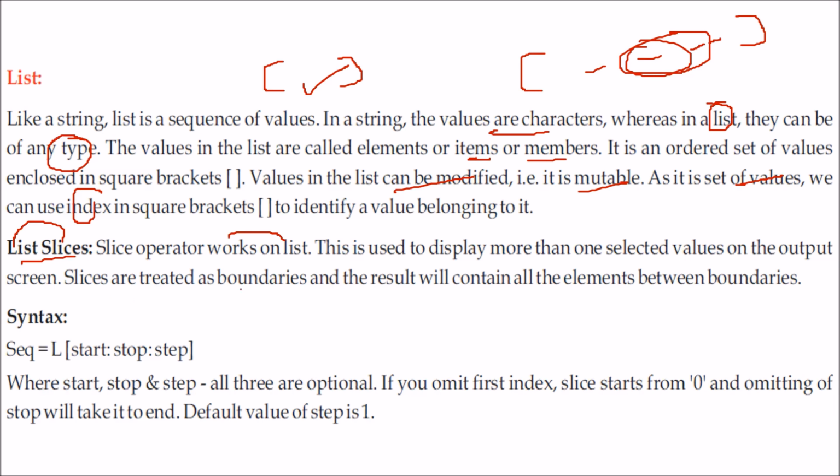So slices are treated as boundaries. Please understand, whenever we are talking about boundaries, that boundary is not included. So it will result only in the elements between those boundaries, not the boundaries. The syntax would be something like this: SEQ is equal to L, where L is the list, then start, stop, and step. These are all optional, because if you omit start, it will start from the first index. If you omit stop, it will go to the end. If you omit step, the default value of step is 1.